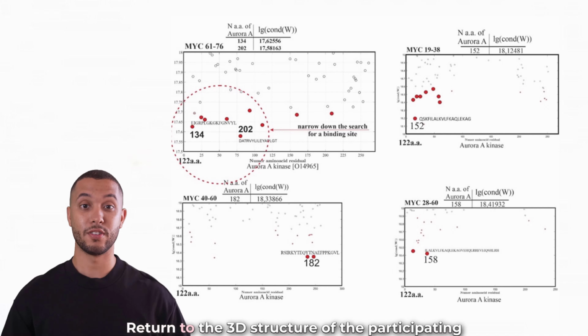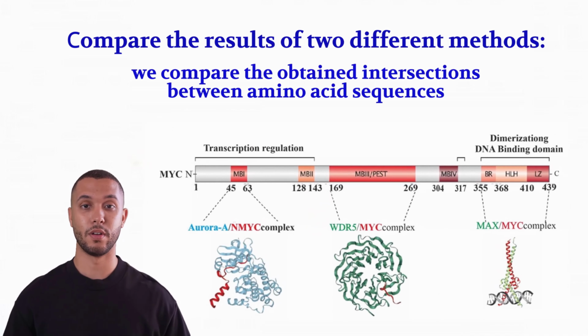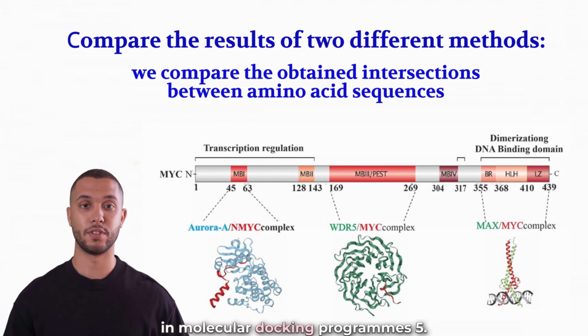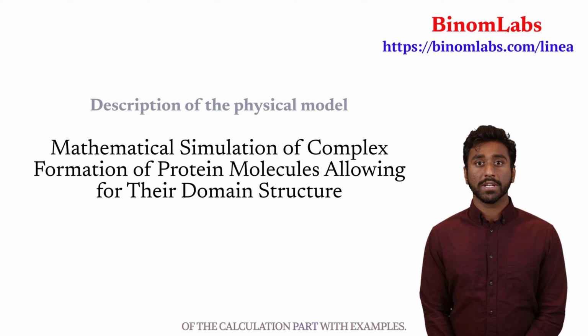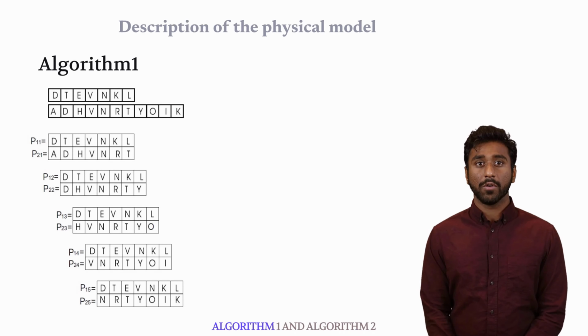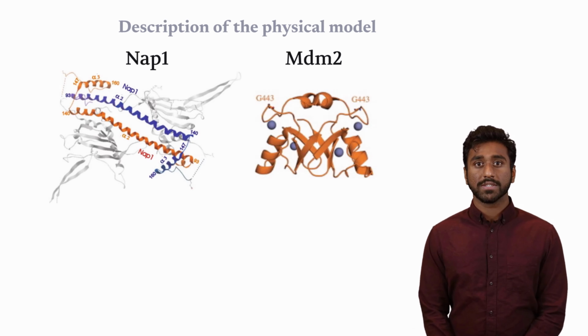3. Return to the 3D structure of the participating compounds and designate the found domains that are subject to further docking and verification. 4. Specify contact surfaces in molecular docking programs. 5. Step-by-step verification of the 3D PDB file structure. Let's move on to a full description of the calculation part with examples. Next, we will introduce you to two developed methods, Algorithm 1 and Algorithm 2, using the example of searching for interacting domains of the Nap1 and Mdm2 proteins.